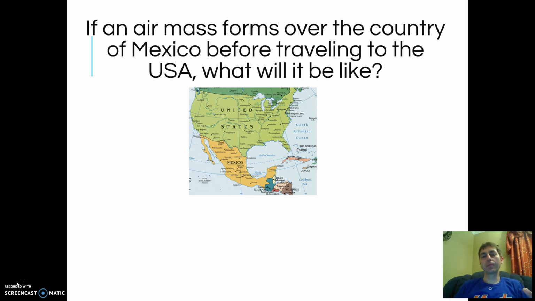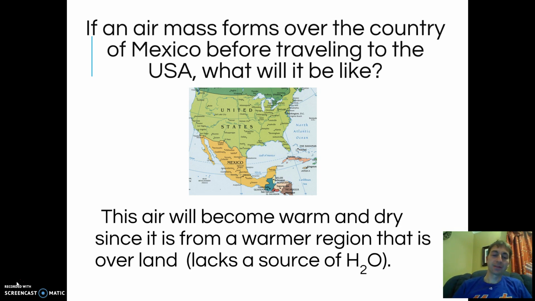So what about an air mass that's forming over Mexico and then travels to the United States? What is it going to be like? Well, coming from a place that's further to the south, it's getting more direct sunlight, so we would expect warmer temperatures, and the fact that it's over land means we don't have a lot of H2O to evaporate into the air, so we're going to expect lower humidity levels, lower dew points. That's what we'd expect, warm and dry air coming from an air mass that forms over Mexico.